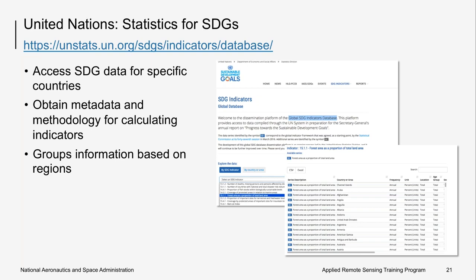The global SDG indicators database also presents data for the world as a whole and for various country groupings. So they have things classified as developing regions and developed regions.